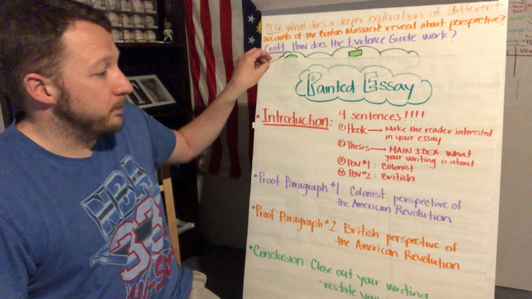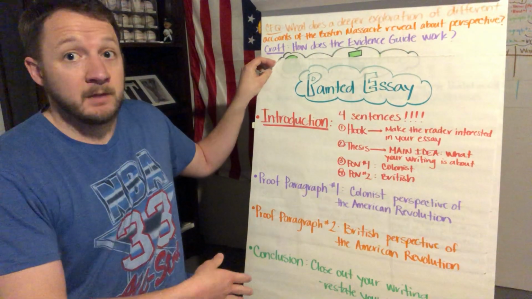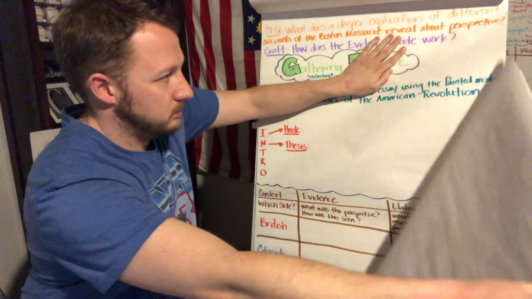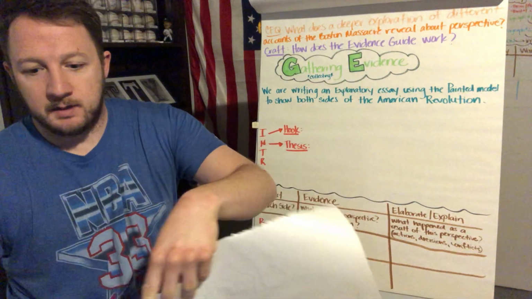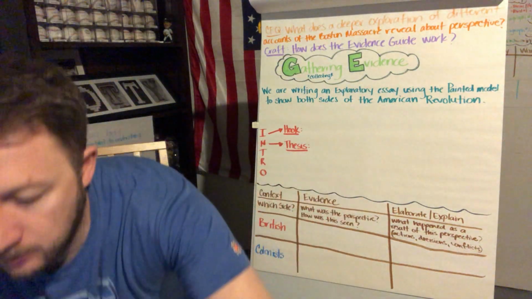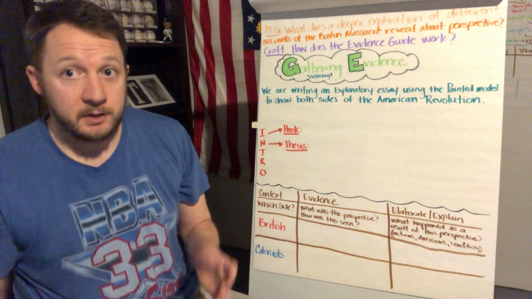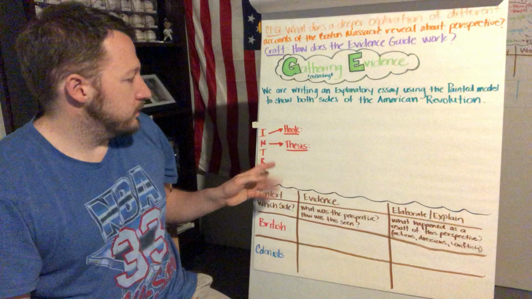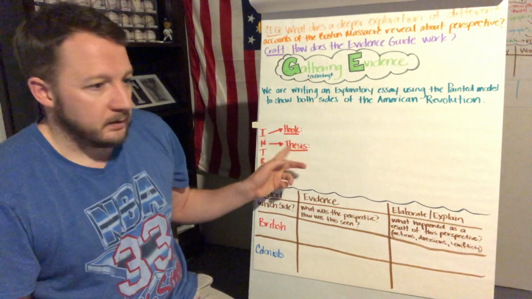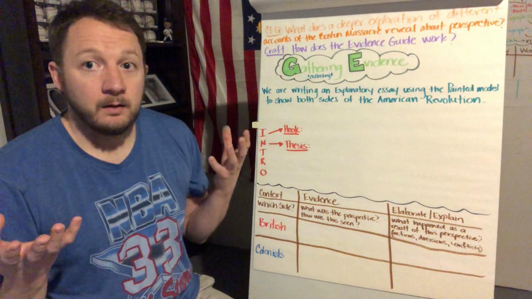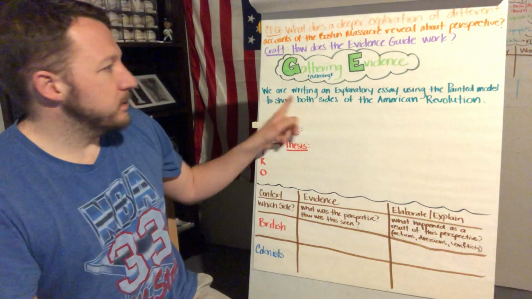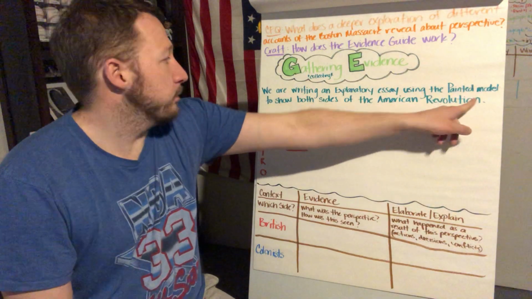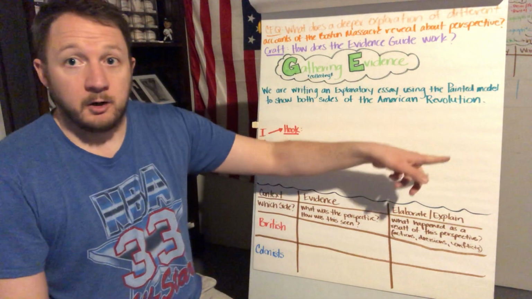So that is our painted essay template. We're going to talk now a little bit about how we're going to start our painted essay. Before you gather all of your evidence, which we're going to be doing during your classwork time today, you need to think about your intro. We need to be thinking, what is our writing all about? And that goes back to here. We are writing an explanatory essay using the painted model to show both sides of the American Revolution.